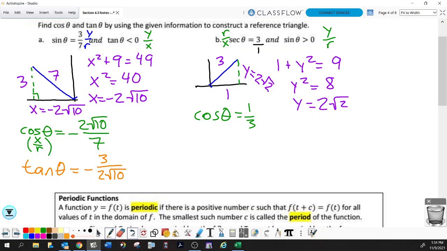So we can find tangent now. Tangent of theta is y over x. They're both positive. Well, it's just 2 root 2 over 1. There it is. Hooray, trig.